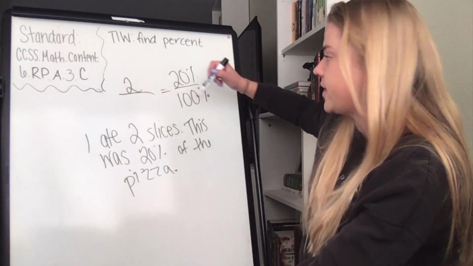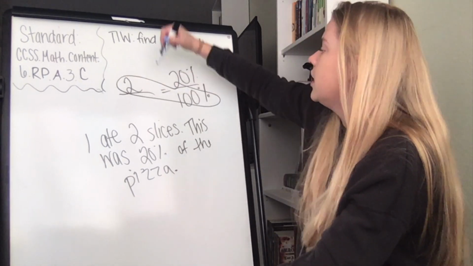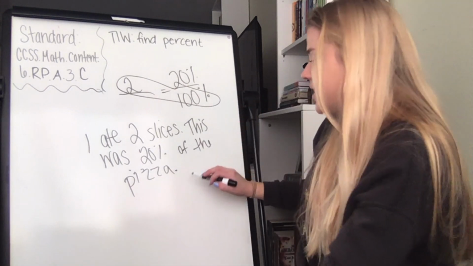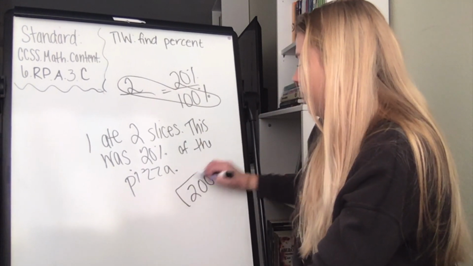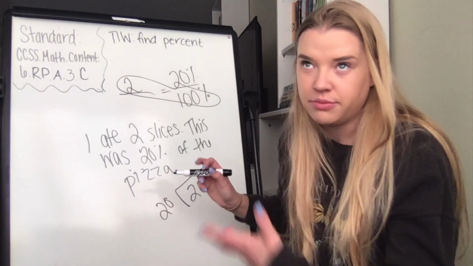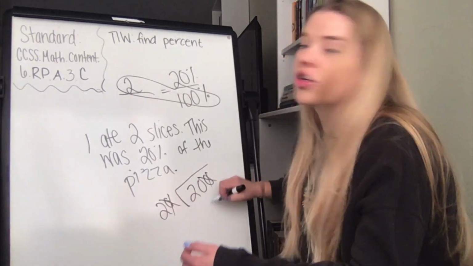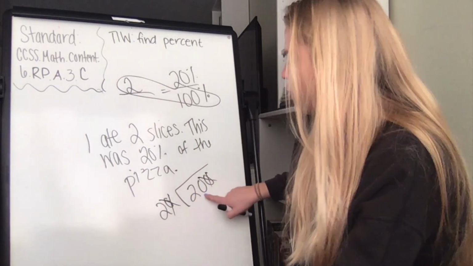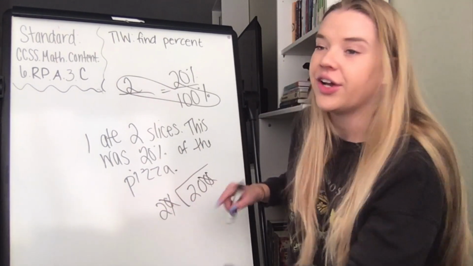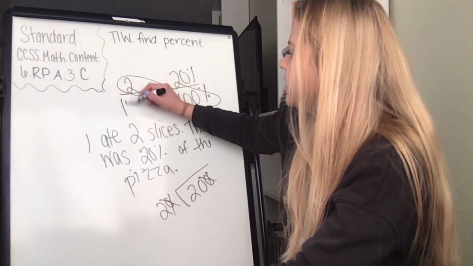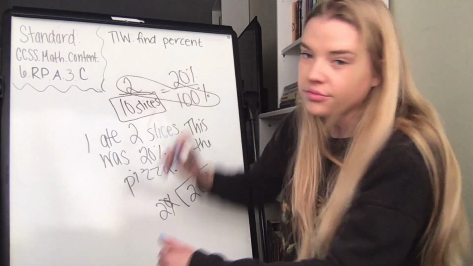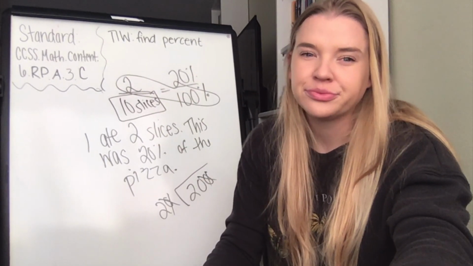So if you multiplied what was diagonal from each other, you should have multiplied 2 times 100, which would be 200, divided by 20. The way that I would solve this would be by reducing it, by essentially dividing by 10. So crossing off a 0 from both. And then I would have 20 divided by 2, which I know is 10. Since I crossed off that 0 here and here, I don't have to bring it back. So my answer is 10 slices.